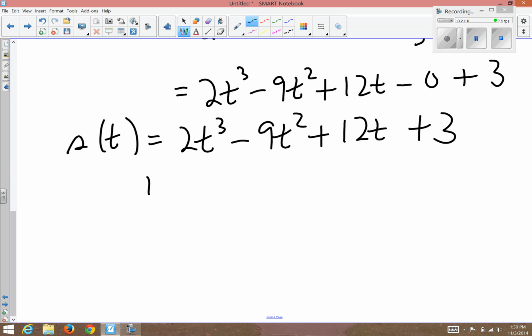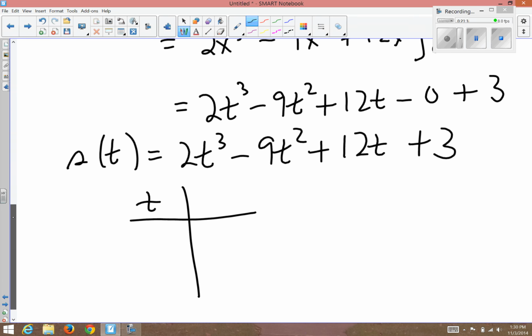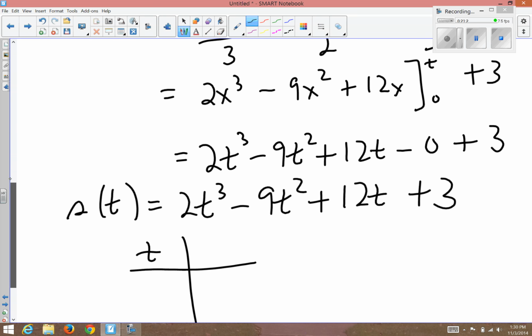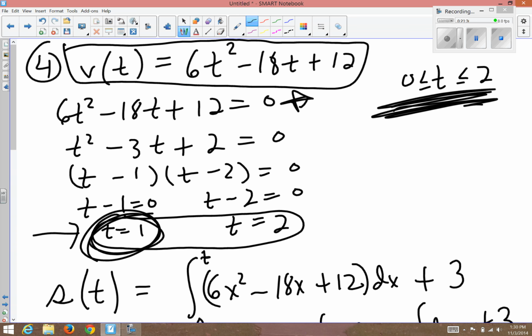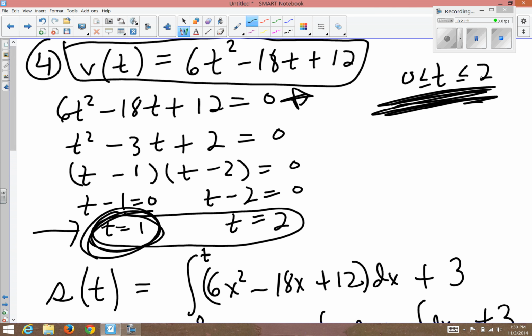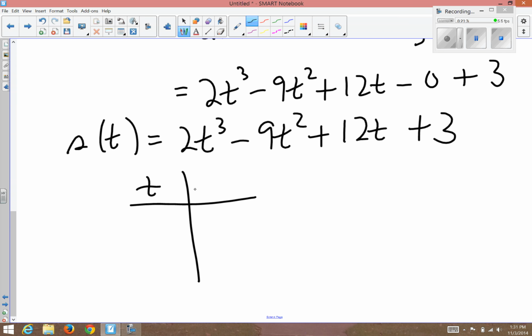So when we make a table, in the t column, we're going to use 0 and 2 and 1, because 1 is the time when the velocity is 0. That's why we need the 1. 2 also, but I already included 2. So we just use 0, 1, and 2, and we figure out the position at these times. These are the important times: beginning of interval, end of interval, and the time when the velocity is 0.